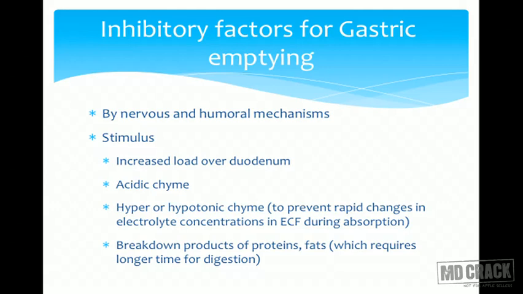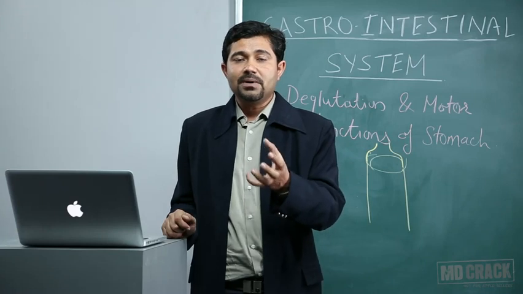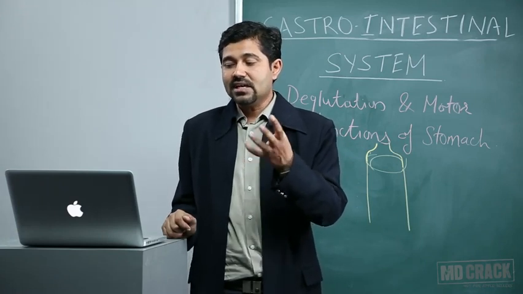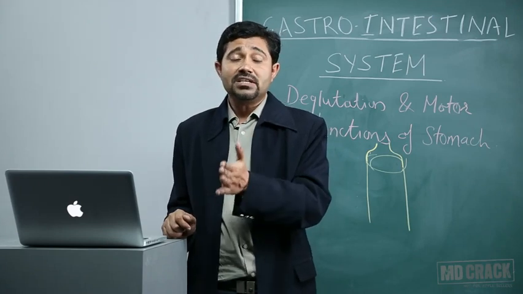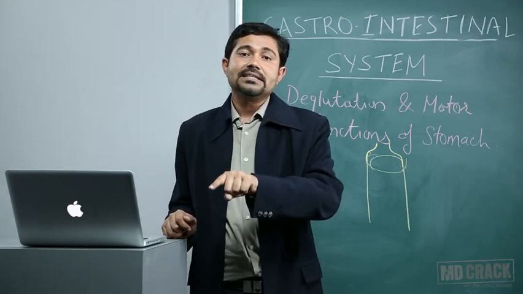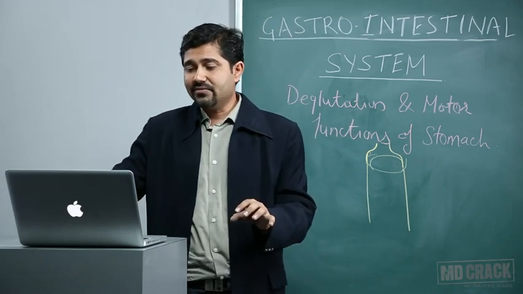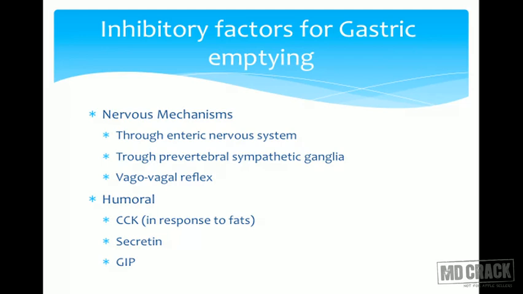If there is hypertonic or hypotonic chyme, it will cause more inhibition of stomach emptying. If the duodenum or the upper intestine is loaded with the breakdown products of food, that is proteins and fat, which take longer for digestion, then again inhibition will be sent to the stomach and stomach emptying will be delayed. How does the inhibition actually occur? It is by the nervous mechanism, and also because of some hormones which are acting.